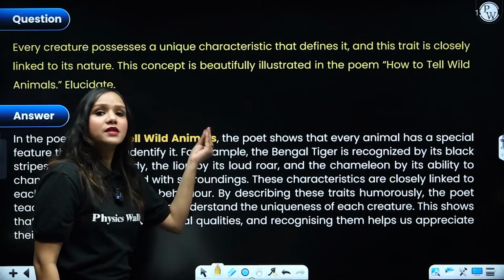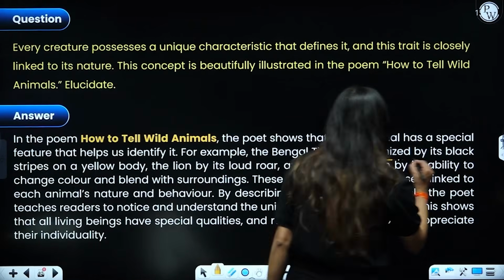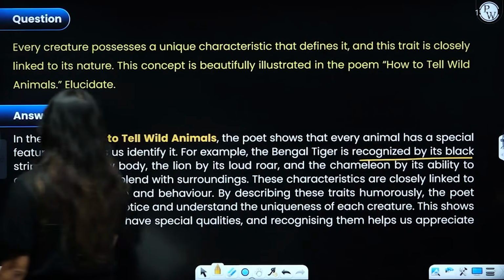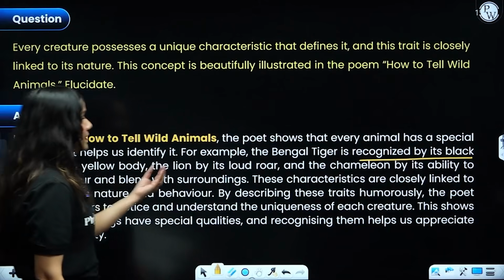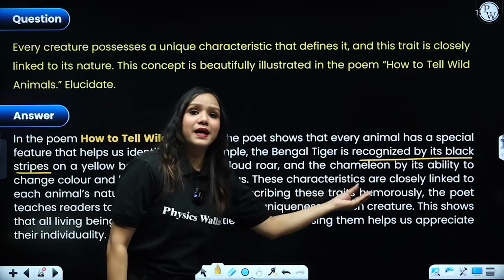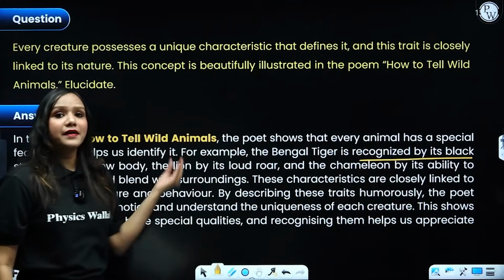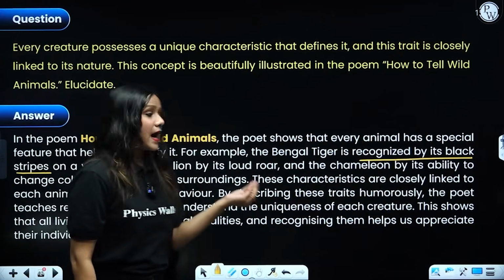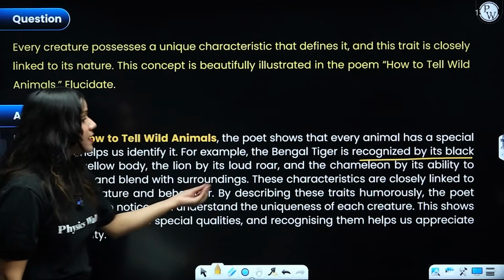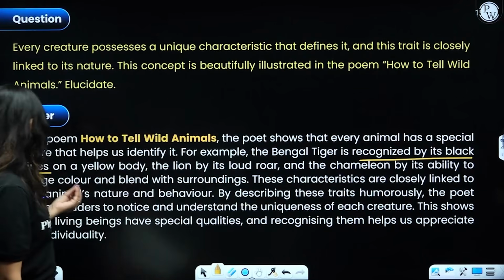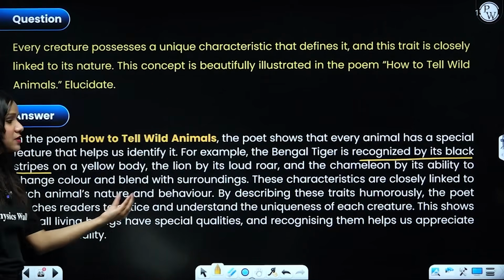For example, the Bengal tiger is recognized by its black stripes, the lion by its loud roar, the chameleon by its ability to camouflage, to blend itself with the surroundings, the hyena with its smiles, right? And the crocodile with its false tears. These characteristics are closely linked to each animal's nature and behavior.